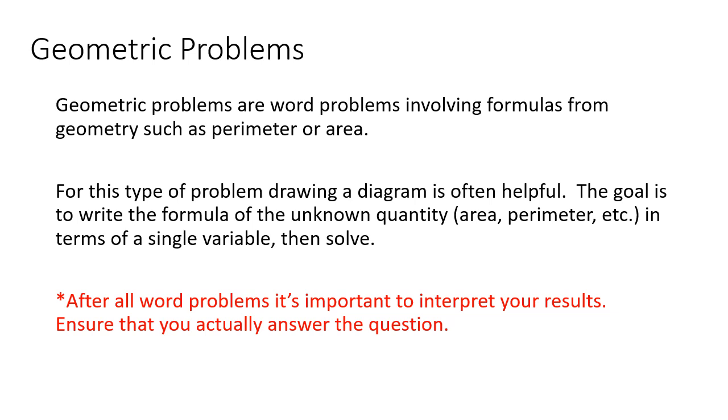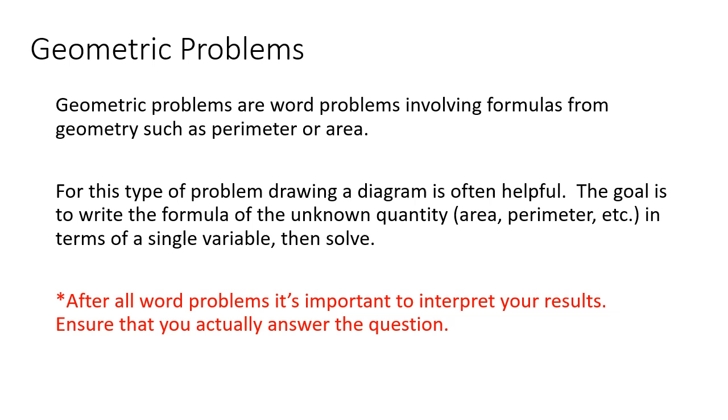The idea is that for this type of problem, you usually want to try to draw a diagram so that you can figure out what shape you're dealing with, because it's not always just given to you obviously in the problem. And then once you figure that out, you want to write a formula that involves the thing you're trying to solve for, the thing the question is asking you to find, but you need to be careful to write it in terms of a single variable so that we can solve for it.